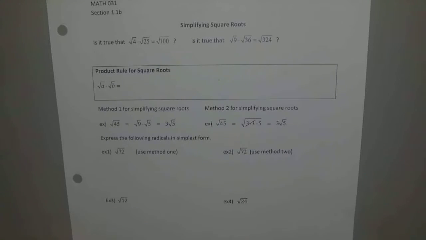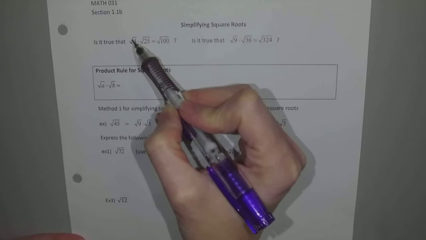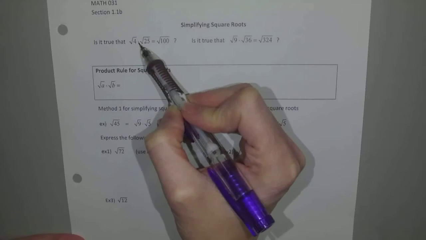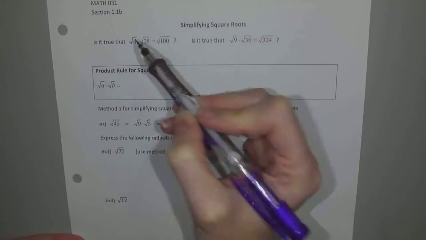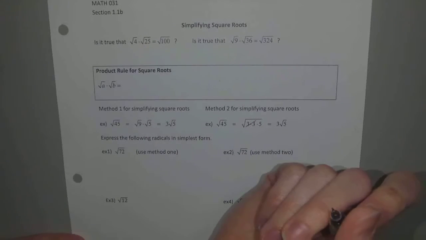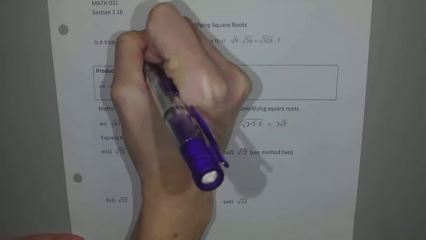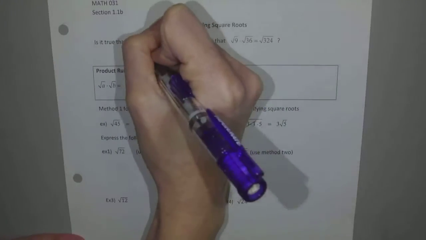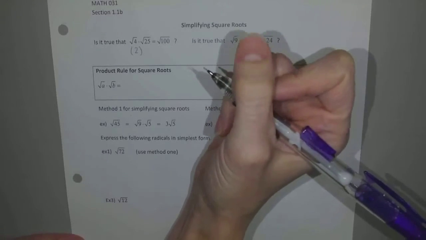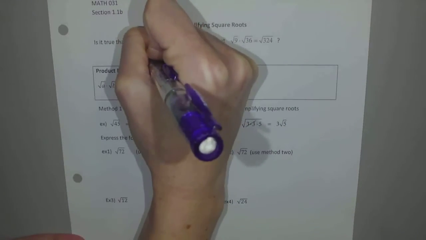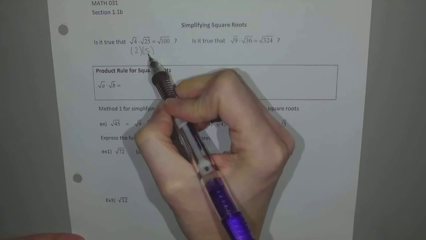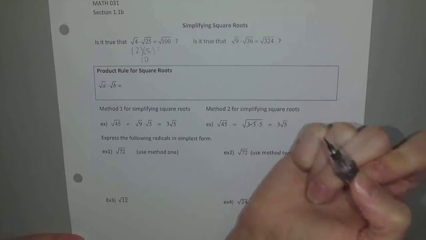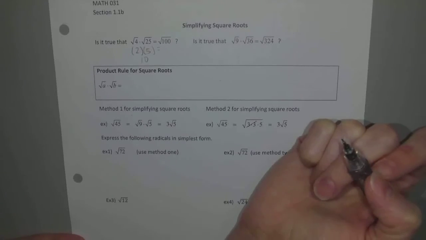So let's look at the left-hand side first. Order of operations, we would do the roots first because that's a grouping method, and we would multiply last. So what's the square root of 4, guys? 2. And what's the square root of 25? 5. And so what's 2 times 5? 10. So the question is, does that equal the square root of 100? Yes, it does, okay?